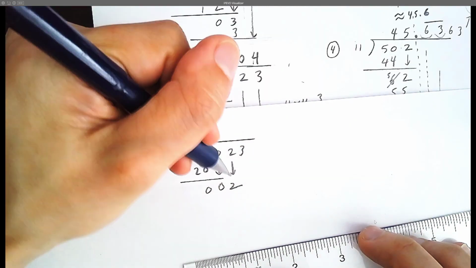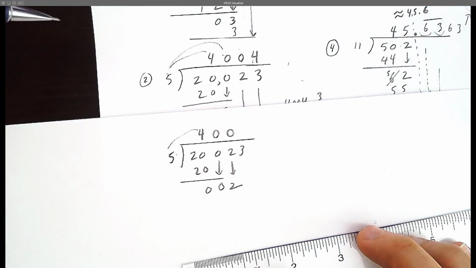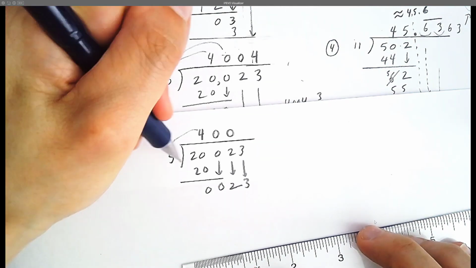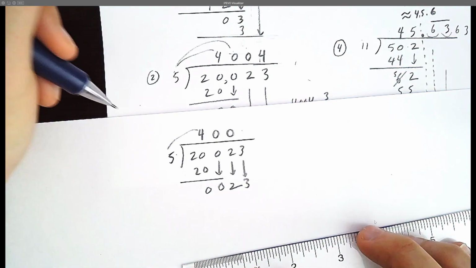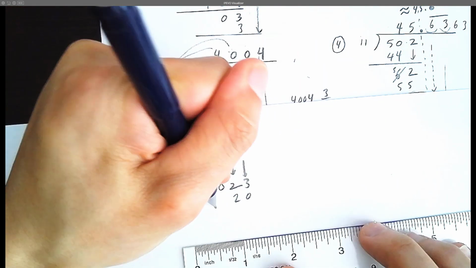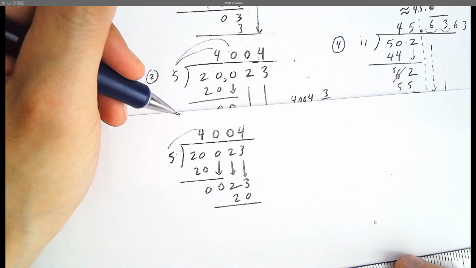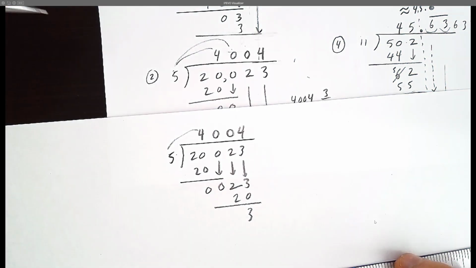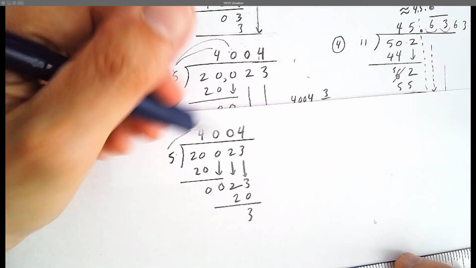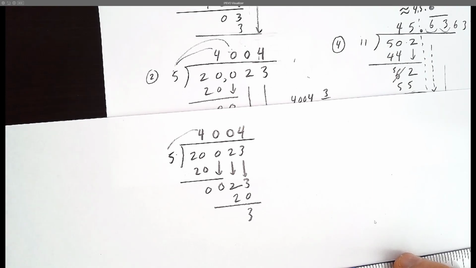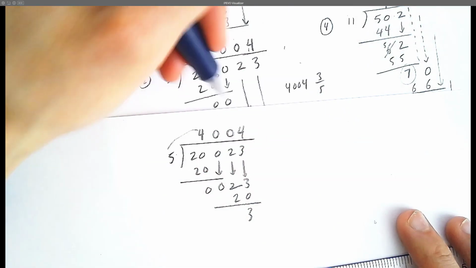5 times what becomes 2? It just doesn't fit. So you put another 0 there. You can just drop the other digit, which is a 3. 5 times what becomes 23? 5 times 4 is 20. And this is where you can actually do the cha-ching. 23 minus 20 is going to be 3. So as you can see, this is a bit more flat. You have to just practice these types of questions to know when you can start dropping the digits a little bit faster. So the answer is 4,004 and 3/5.